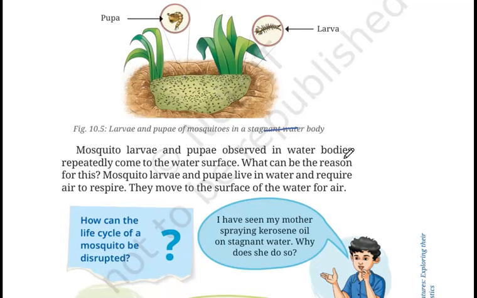Mosquito larvae and pupa observed in water bodies reportedly come to the water surface. You will observe them on the surface of water. What can be the reason? Why are they on the surface? Mosquito larvae and pupa live in water and require air to respire because they are living beings. So they move to the surface of water for air. So next time if you see them on the top of the water, you know why: because they need air to respire.